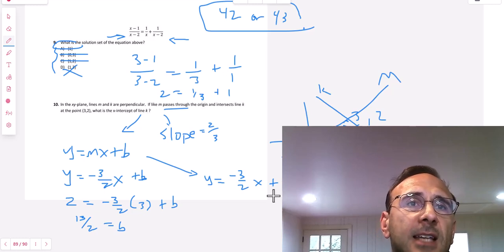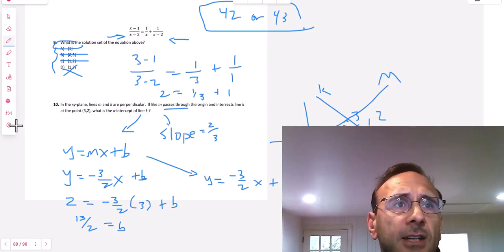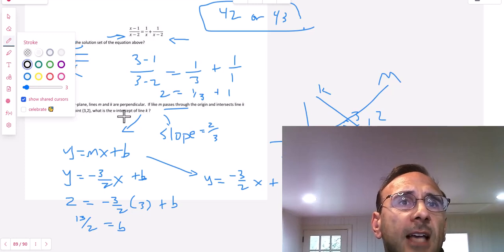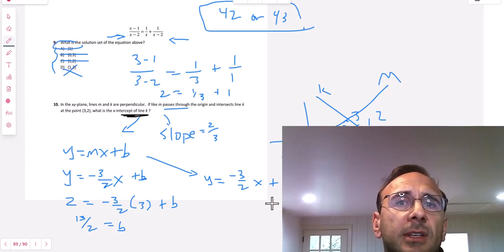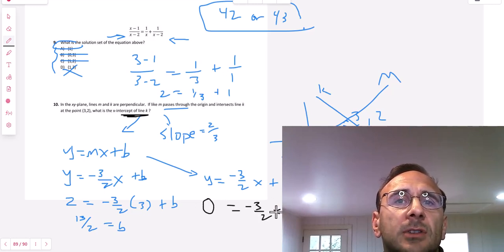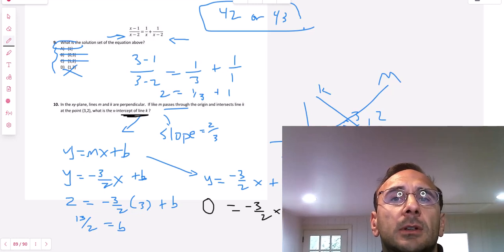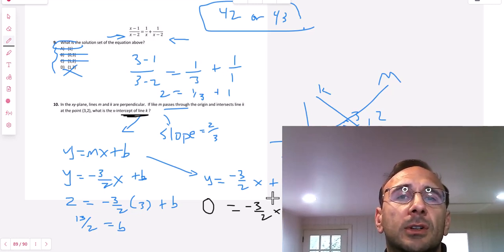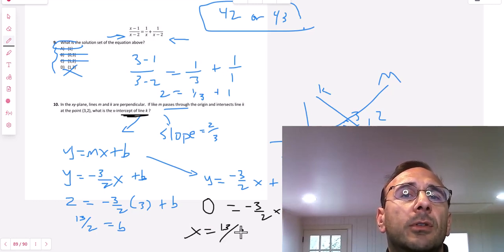And the last step, because this would be a problem at the end of the section, as tough as it gets, is they ask about the x-intercept of this line K. So x-intercept is when y is 0. So you drop a 0 in for y and solve. Move the 13 over 2 over, divide by negative 3. You get that x is 13 over 3.